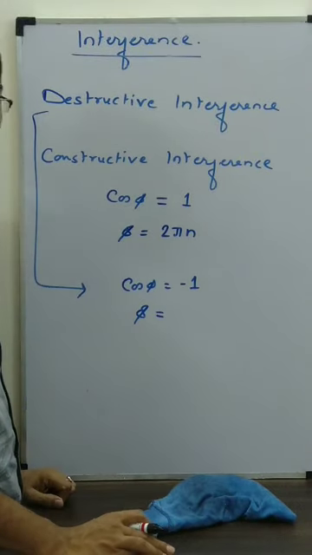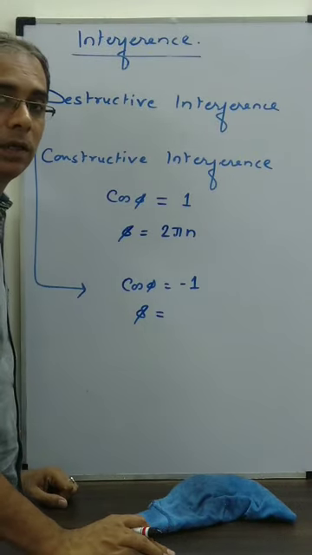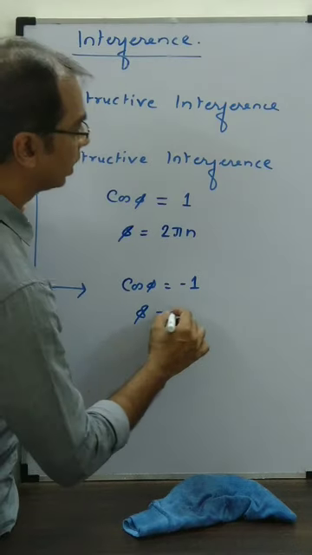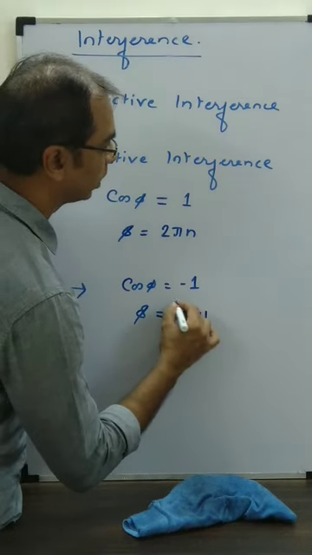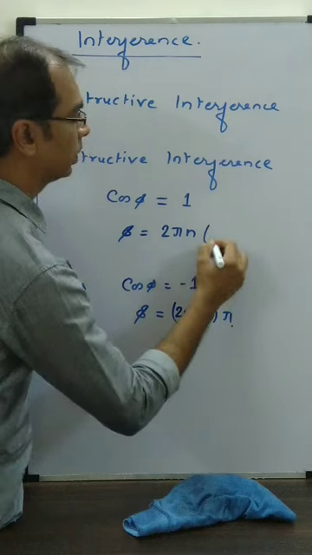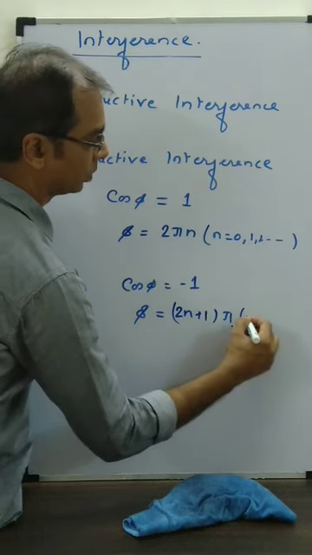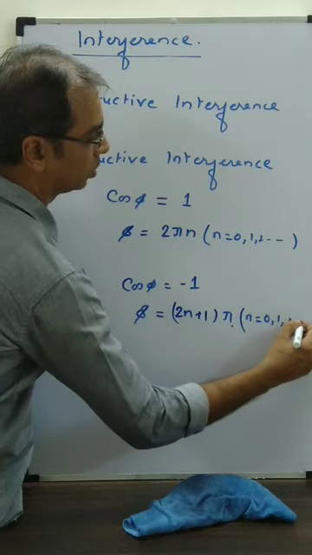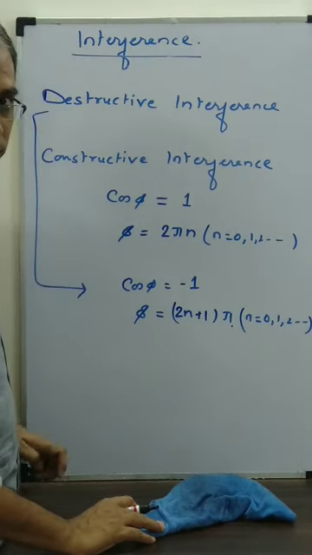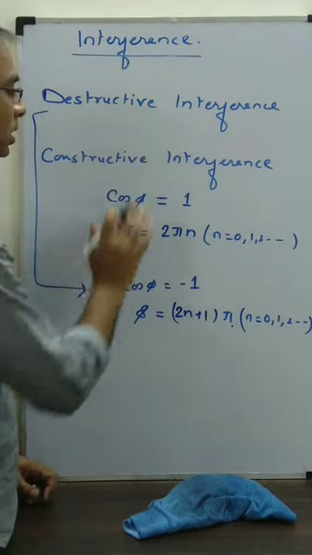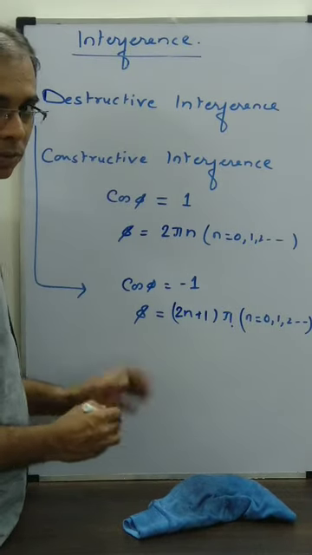Okay, then 3 pi, then 5 pi, then 7 pi. That means we can write this as (2n plus 1) pi. And this one also, n is 0, 1, 2, like that. Here also n can be 0, 1, 2, like that. Okay. This is destructive and constructive interference. We know about them already.